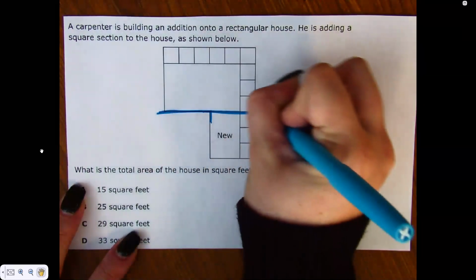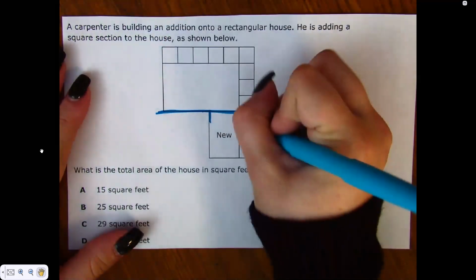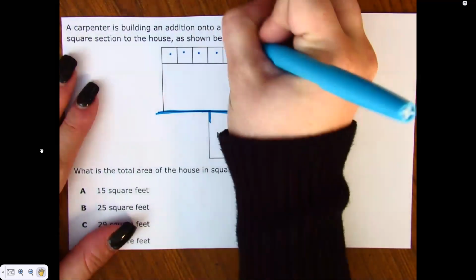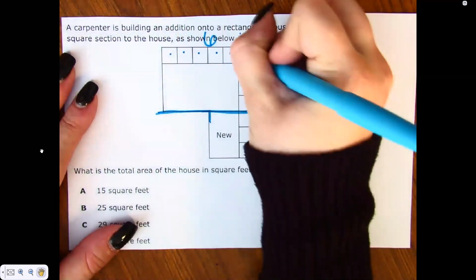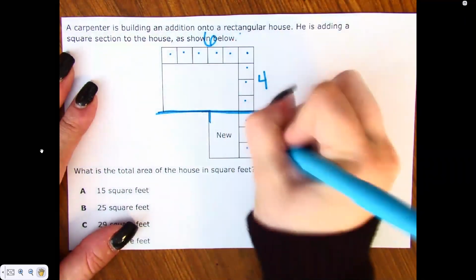So slice it. Okay. So now that I've sliced it, what do I need to do? What do I need to do now? I need to count the boxes. So I have 2, 3, 4, 5, 6. So I have 6. Then I have 1, 2, 3, 4. Then we have 1, 2, 3.